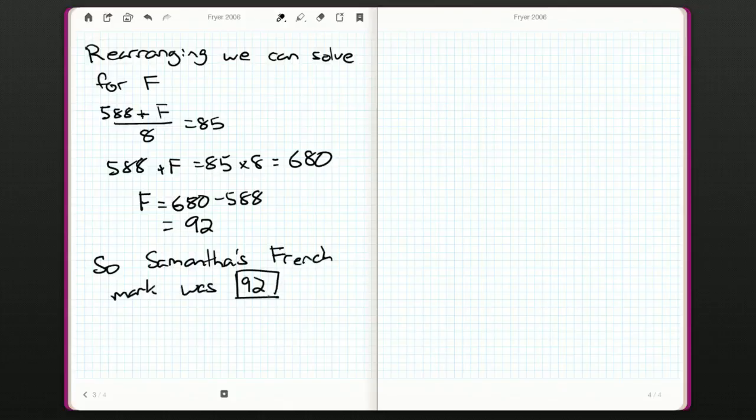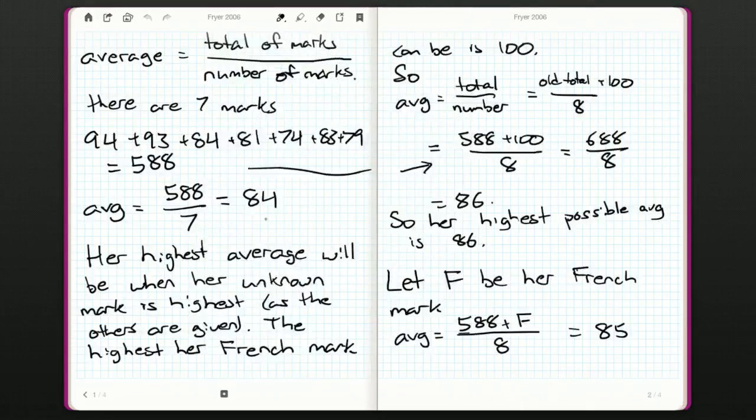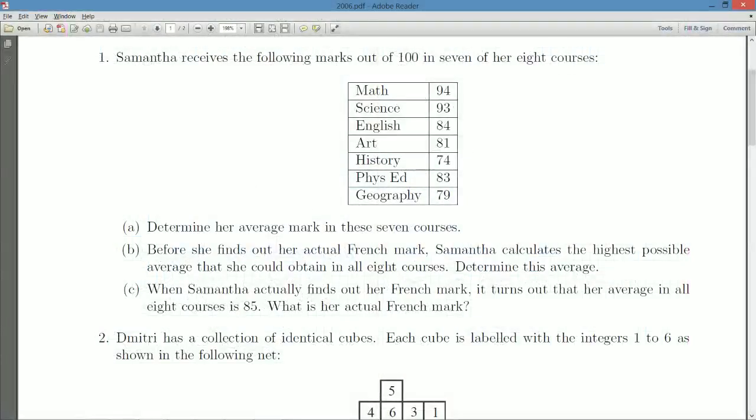We didn't know what it was. We came up with a variable. We manipulated the average formula using algebra to solve for our F value, which is 92. And that makes sense. 85 is less than 86, and her average turned out to be less than 100, so it does sort of work out. And I think that's an overall improvement, because if we check part A, her average was 84, so her French mark brought her up a little bit. Very nice. And C part was the last part of the question. So what was her actual French mark? Figured that out.